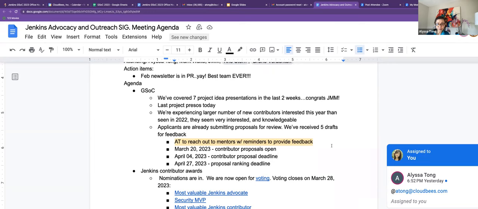That's my update. So I put an action item for myself to reach out to mentors to get feedback for the proposals, at least the ones that we have received thus far. So we have until March 19th, which is, to me, just too close. So we need to provide input. So that means there's workload for mentors.